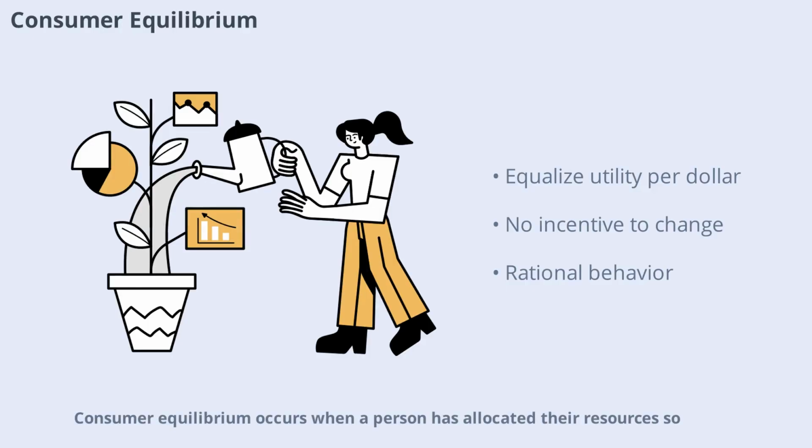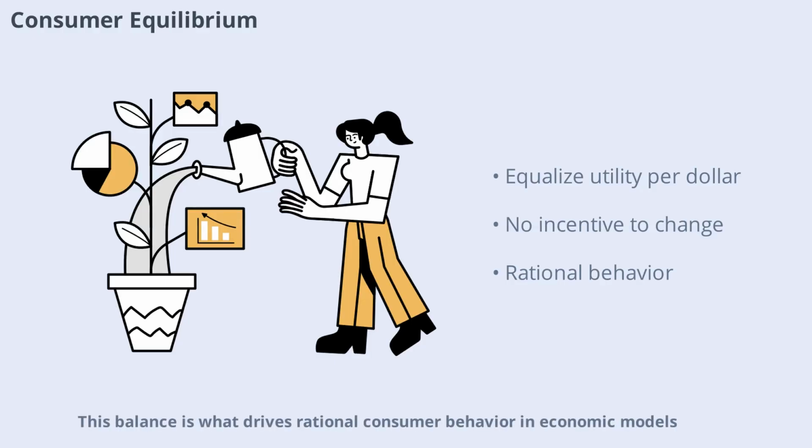Consumer equilibrium occurs when a person has allocated their resources so that the marginal utility per dollar is equal across all goods. At this point, they can't increase their total utility by changing their spending. This balance is what drives rational consumer behavior in economic models.